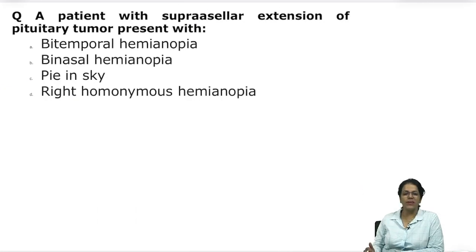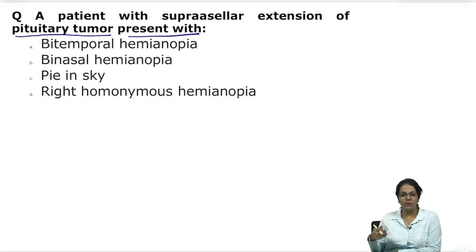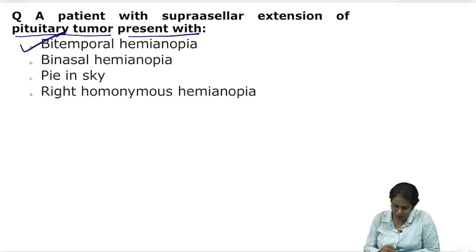One more question for you all. A patient with a suprasellar extension of the pituitary tumor presents with, that is going to affect the optic chiasma. Remember your anatomy: pituitary gland, optic chiasma above, and just in that diagram below you see cavernous sinuses, right. So, any suprasellar extension means chiasma is involved. Therefore, what you will answer here is bitemporal hemianopia. Okay. So, this is going to lead to bitemporal hemianopia, right.